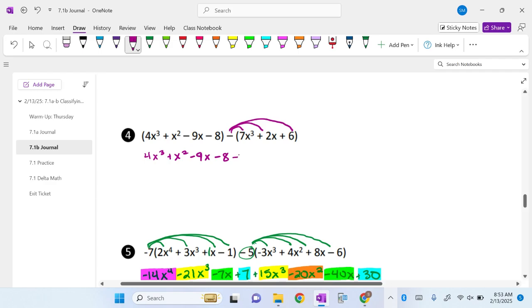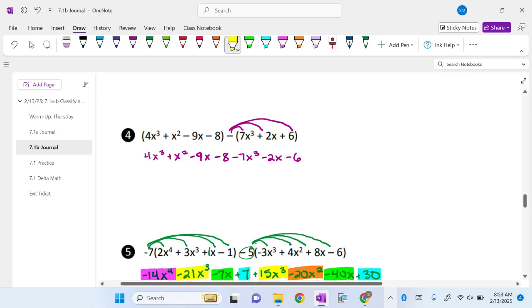7 times a negative is negative 7x cubed. 2 times a negative is negative 2x. 6 times a negative is negative 6. So another way to think about distribute the negative, just flip the signs of the terms that are in the second parentheses, and you have now distributed the negative.